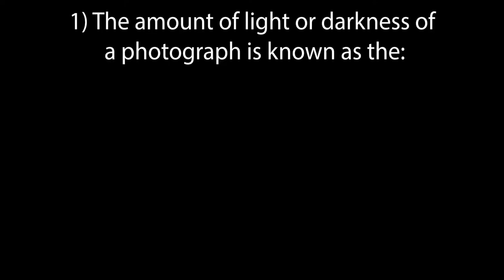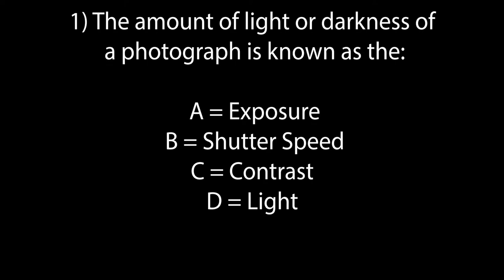The amount of light or darkness of a photograph is known as the? Is it A, exposure, B, shutter speed, C, contrast, or D, light? The correct answer was A, exposure.